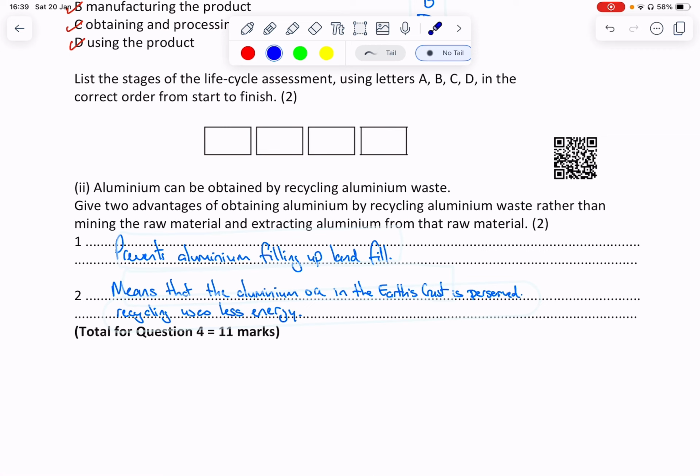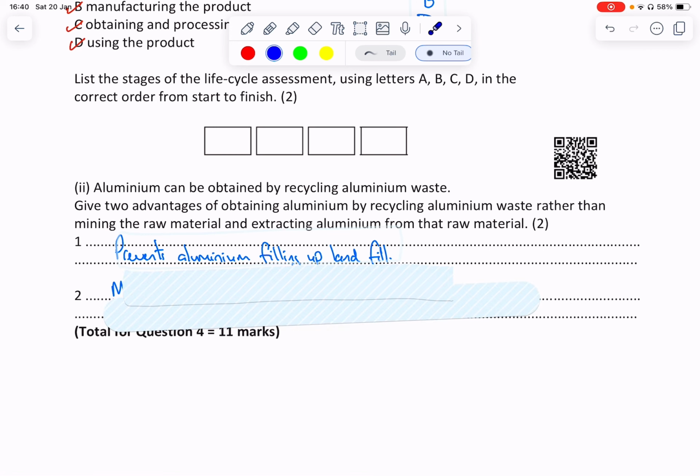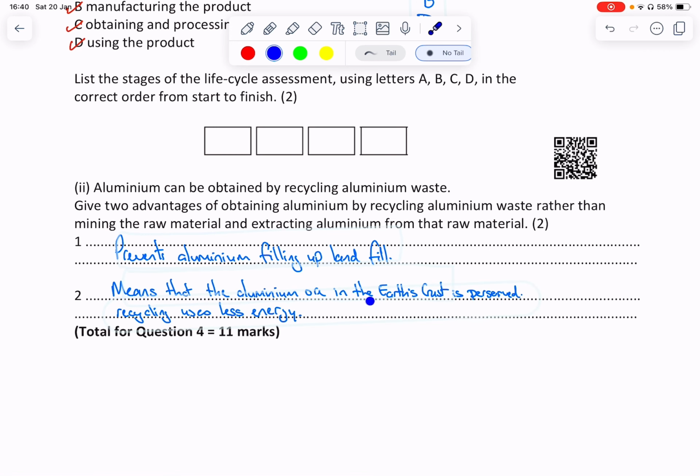So here, if we recycle, it prevents aluminium from filling up in landfill. That wouldn't be good. It also means that the aluminium ore in the Earth's crust is preserved. Remember, we can't replace that. It's a finite resource. So once we've extracted it all, it's gone. And the process of recycling actually uses less energy than mining. So there's some reasons why that's the best approach.